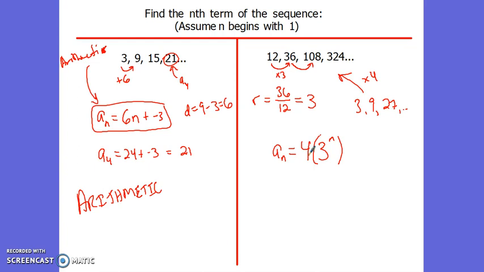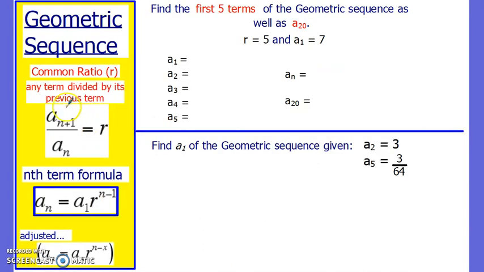That's a geometric sequence. And again, that's what this video is meant to help you with. A geometric sequence is one that has a common ratio. Any term, a sub n plus 1, divided by its previous term, term n, so again, n plus 1 comes one term after n. Any term divided by its previous term gives you that common ratio.